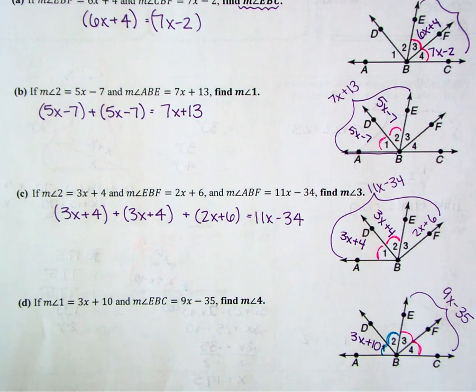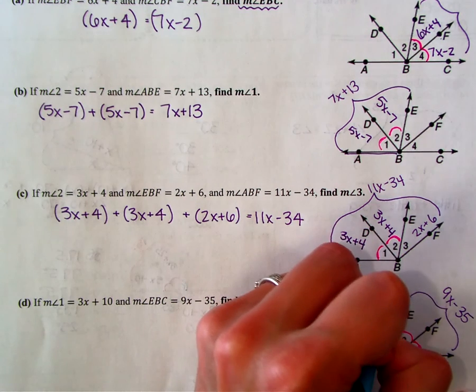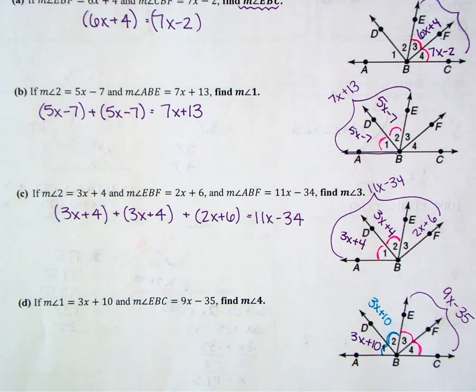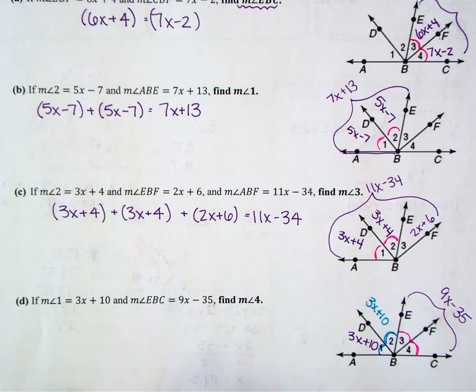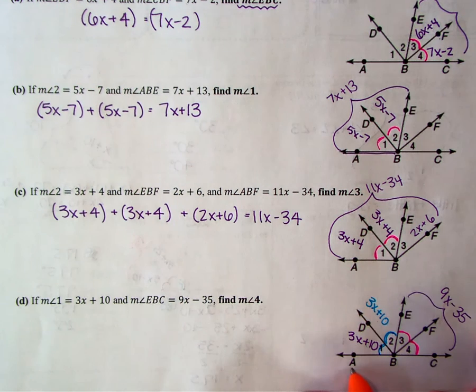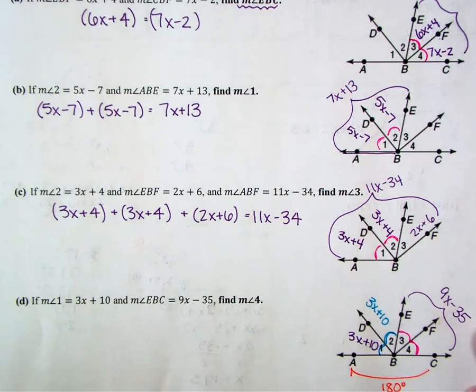Looking at this, we're missing some information for angle 2, but we can fill it in. We know that it's going to be 3x plus 10. It wouldn't be helpful to set these equal to each other. It looks like ABE and EBC could be equal, but I don't know that for a fact, so I can't use that information. Somehow I've got to figure out angle 4. This one's pulling out all the tricks. We should, at this point, know that ABC is 180 degrees because it's a straight line.